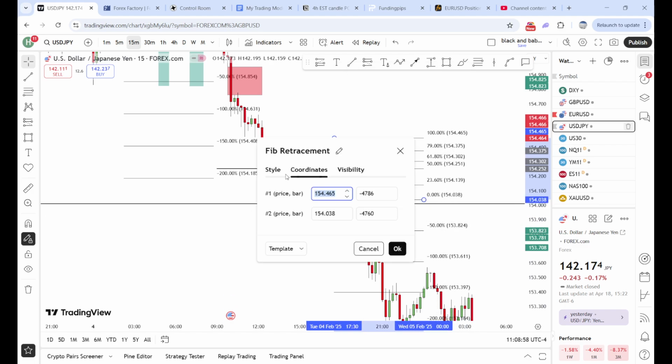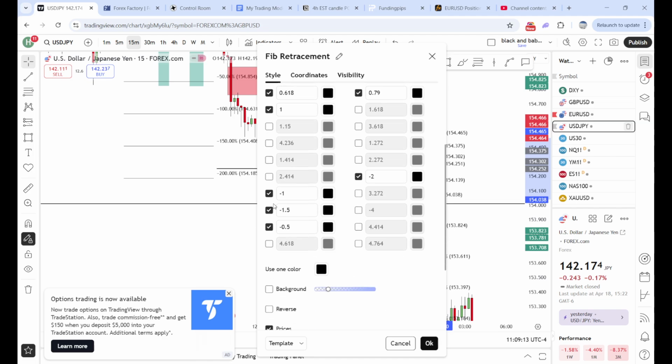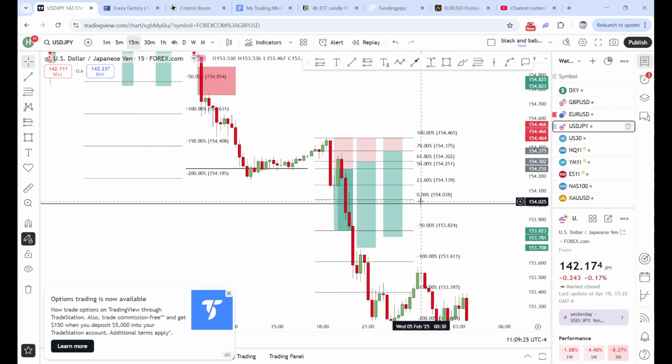And if you don't have your Fibonacci set up like mine, this is how I have it set up. I have the 0, 0.236, 0.5, 0.618, 0.79, and then I have the negatives: -1, -2, -1.5, -0.5. And I just use one color. You could mess with it however you want, but I just do the one color.